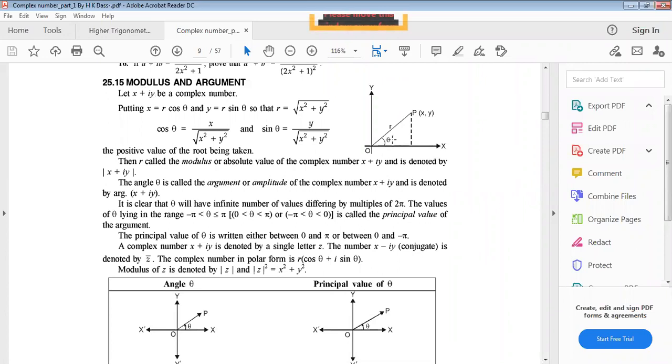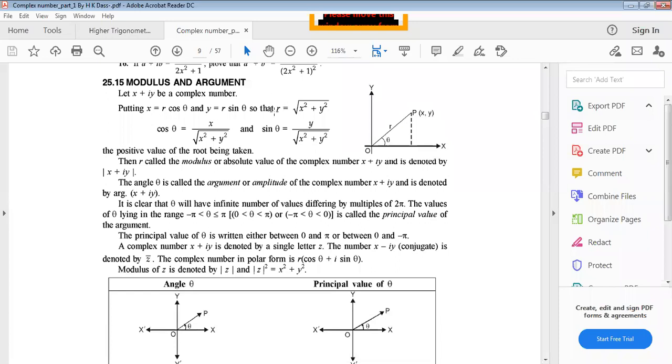Now if we join OP, then we get this length r. This length OP makes angle θ along the x-axis, right? This is why we can write x = r cos θ and y = r sin θ. Just squaring both equations and then adding, we get r = √(x² + y²). This r is called the modulus, or absolute value, of the complex number. Understand?